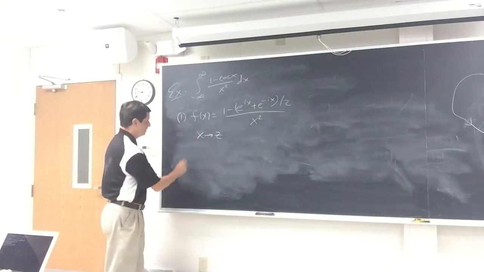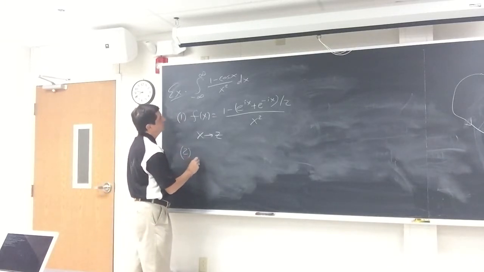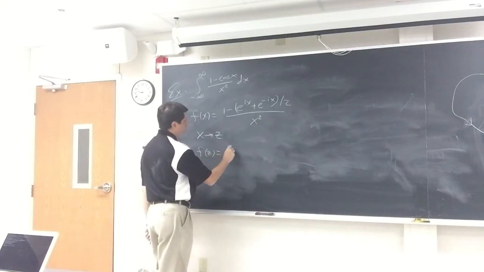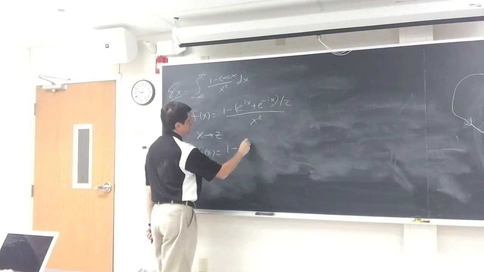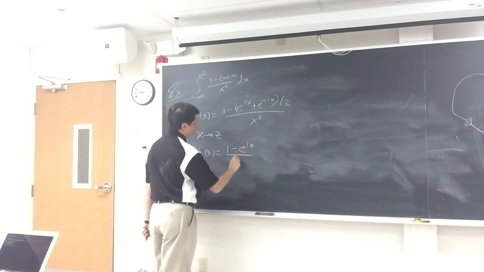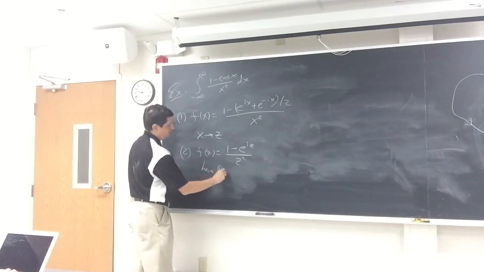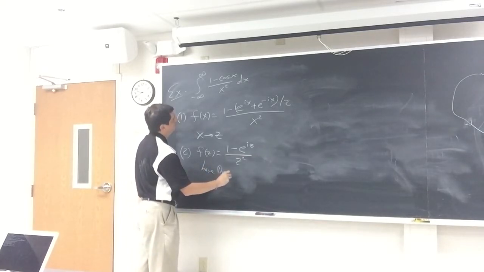The other approach for this is to say that what we have is f of z is (1 minus e to the iz) over z squared, and we have the real part.